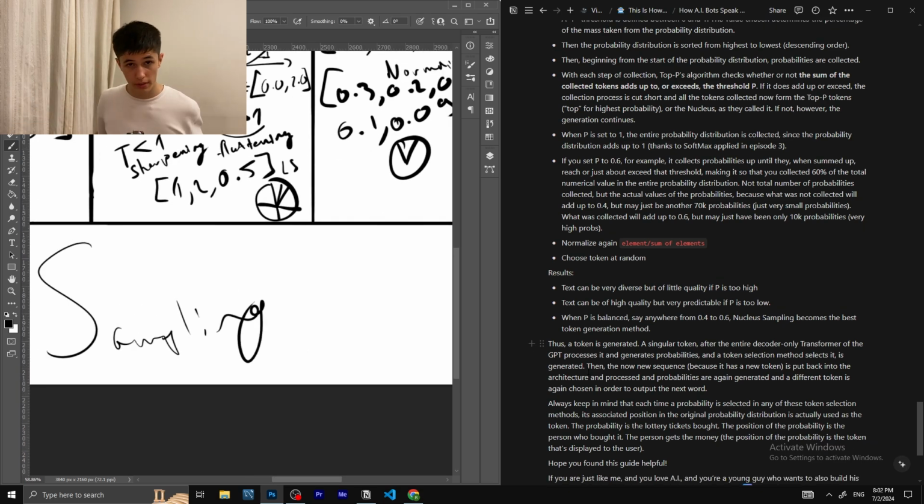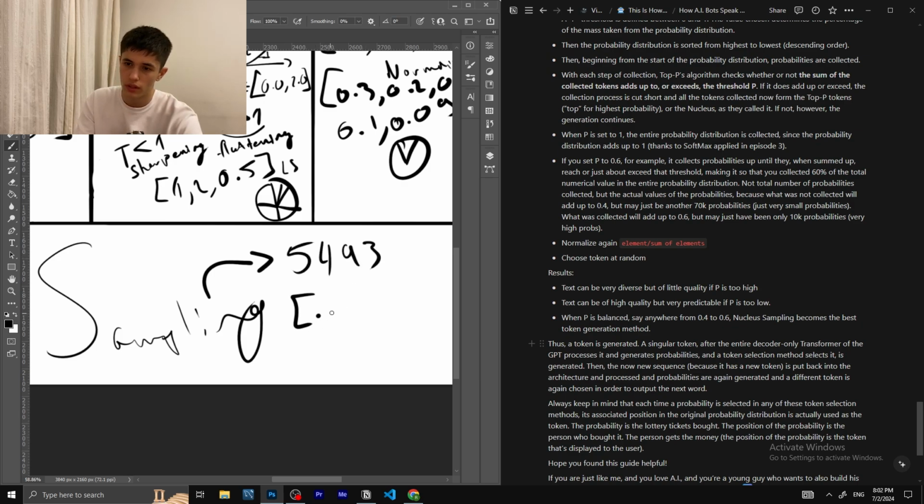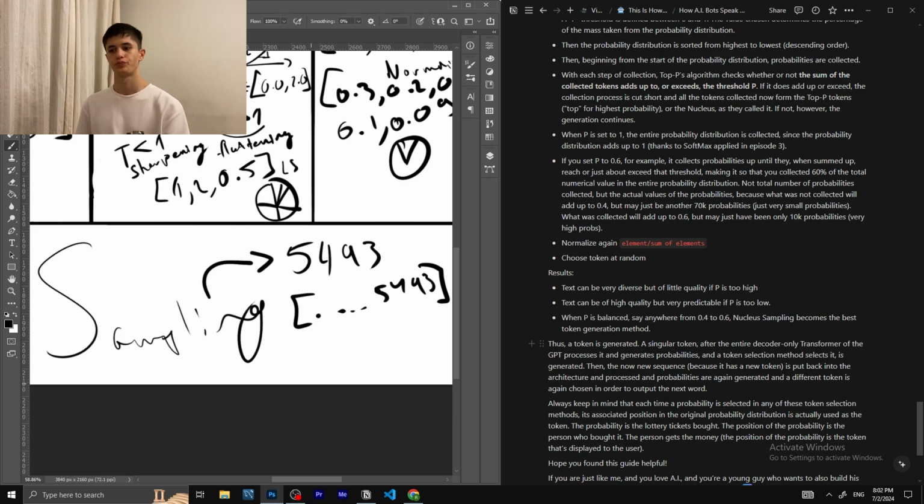So with all this, a single token is generated. You use this method to generate a singular token, and then this singular token is put into the sequence, right? Let's say this token is 5,493, and then it's put into the sequence, and that's the last token that you've seen, shoved back into the decoder-only transformer, processed again, generating new probabilities, generating another token, and it keeps doing this until an end of sequence token is generated or something like that.